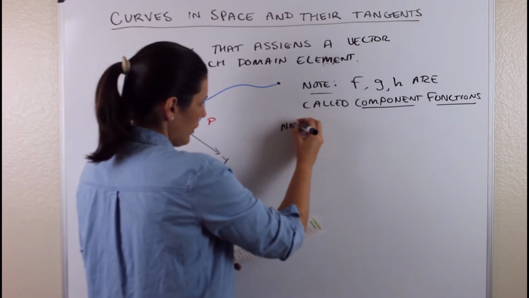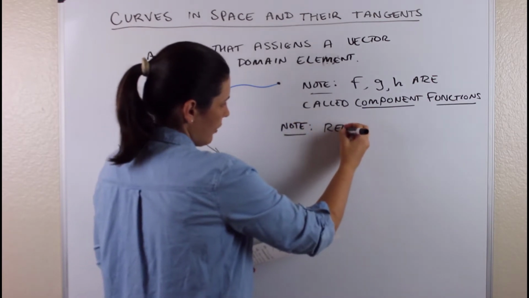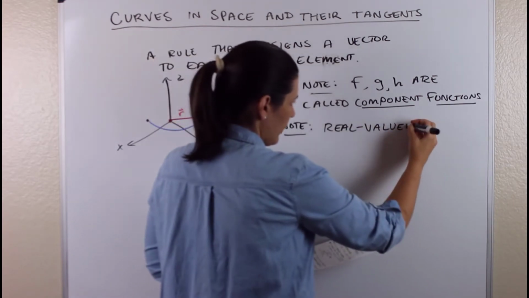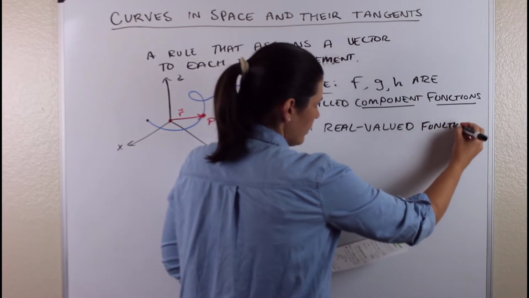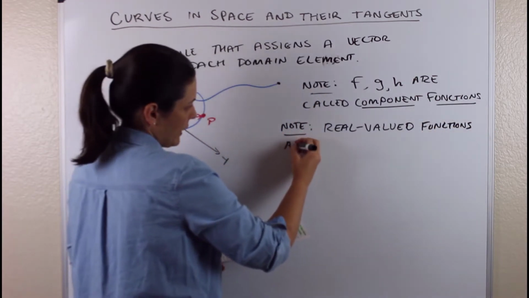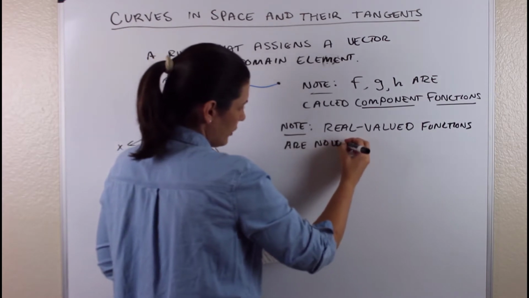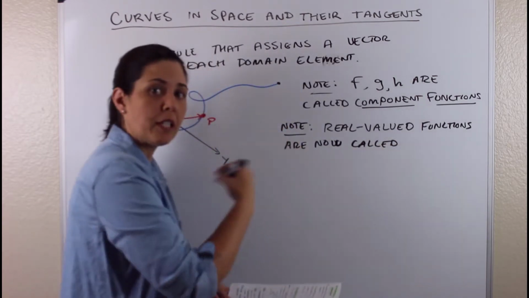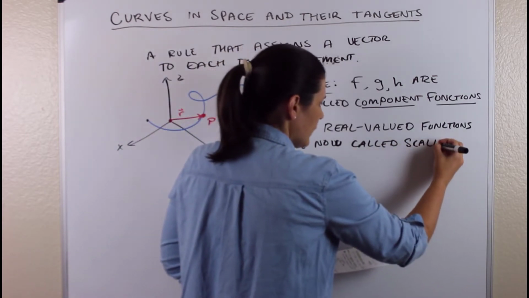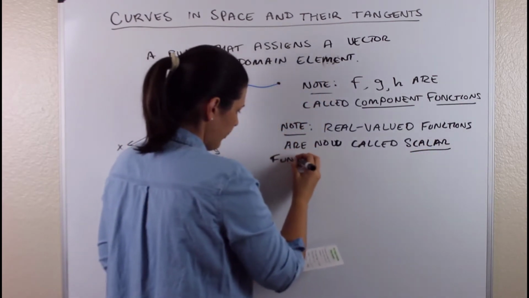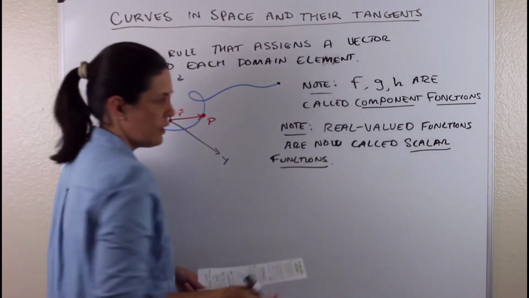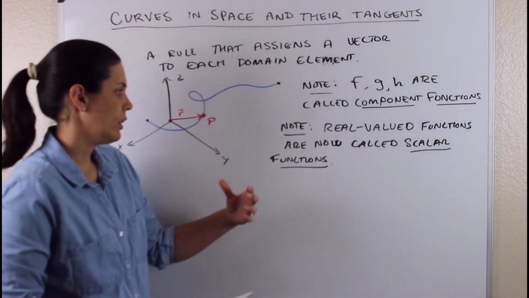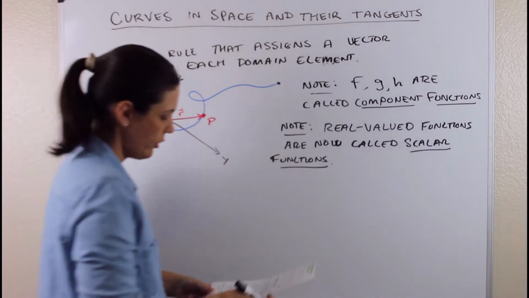Then also, next note, and I mentioned this a moment ago, the functions that give you a real number, we're going to rename a little bit so that it's more clear. So real valued functions are now called scalar functions. This is just to distinguish them from vector functions. Again, the only reason for this is to be distinct. If I know I'm working with vectors, I can call it a vector function. If I know I'm working with numbers, that's a scalar function.